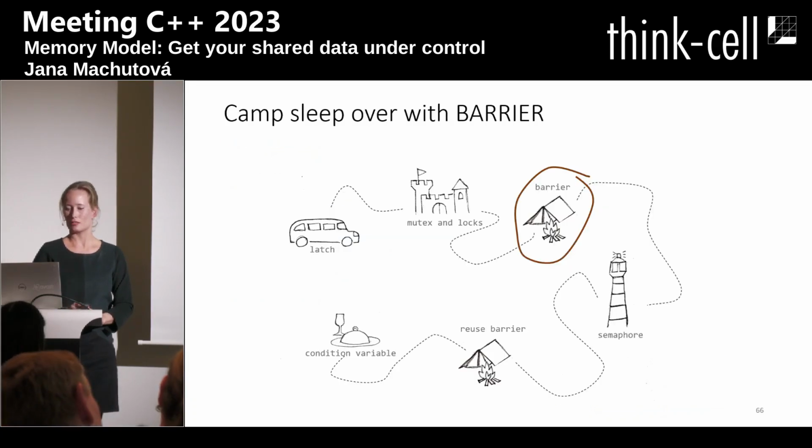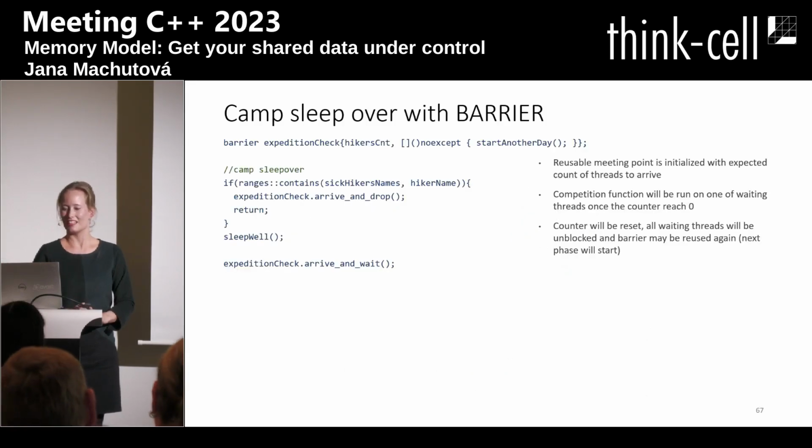So those were locks, and we are arriving to the camp. And we will use barrier on 2 examples in here. Barrier is a little bit similar to latch, but it's reusable. You can arrive to the barrier multiple times. Latch you can use only one time.